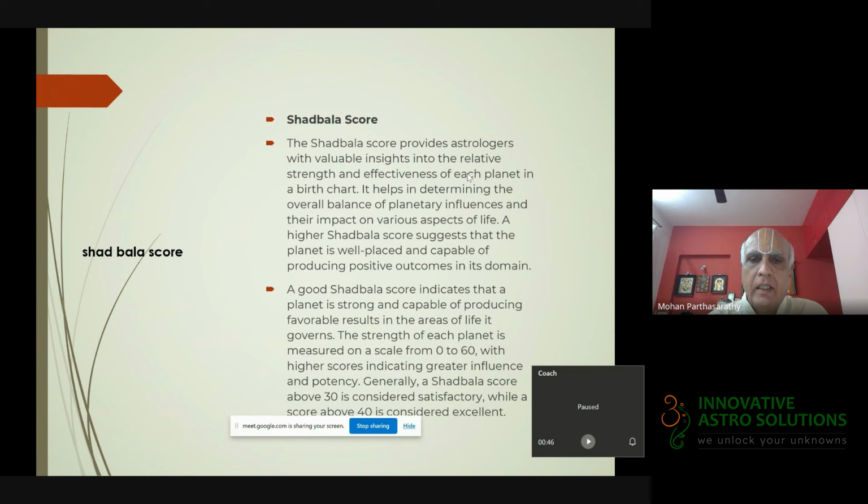The strength of a planet is measured on a scale from 0 to 60. The higher the score, the higher the influence, strength, and power of the prana to exert itself. A Shadbala score above 30 is considered satisfactory, whereas a score above 40 is considered excellent.